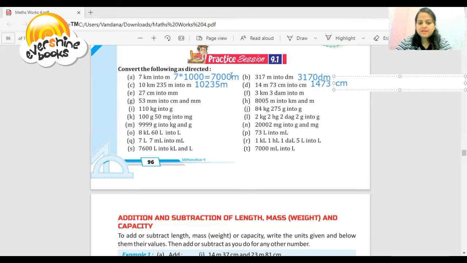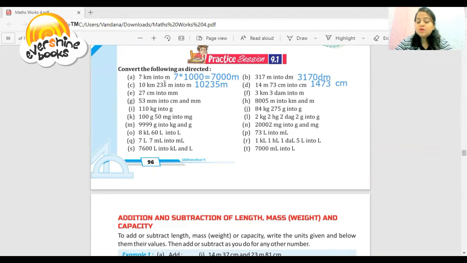And in the second one, 317 meter into decimeter. In this, you have to multiply by 10, because 1 meter is equal to 10 decimeter. So 3170. Now in C1, 10 kilometer 235 meter into meter.